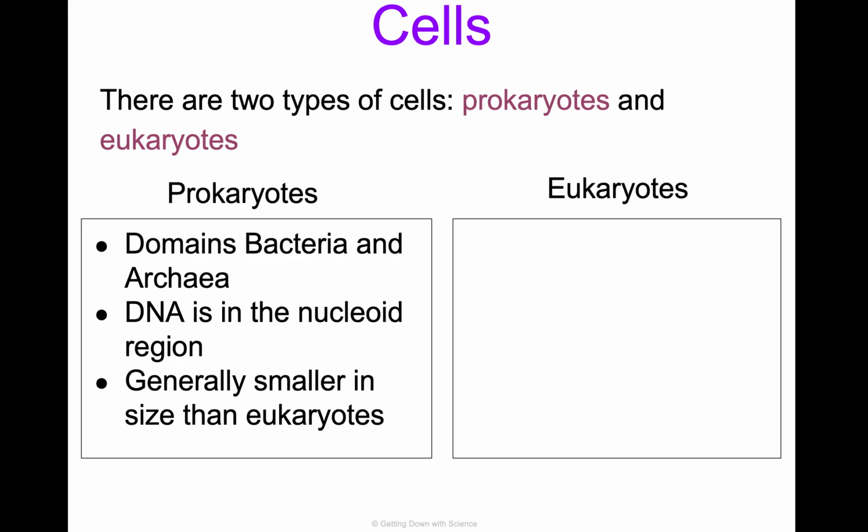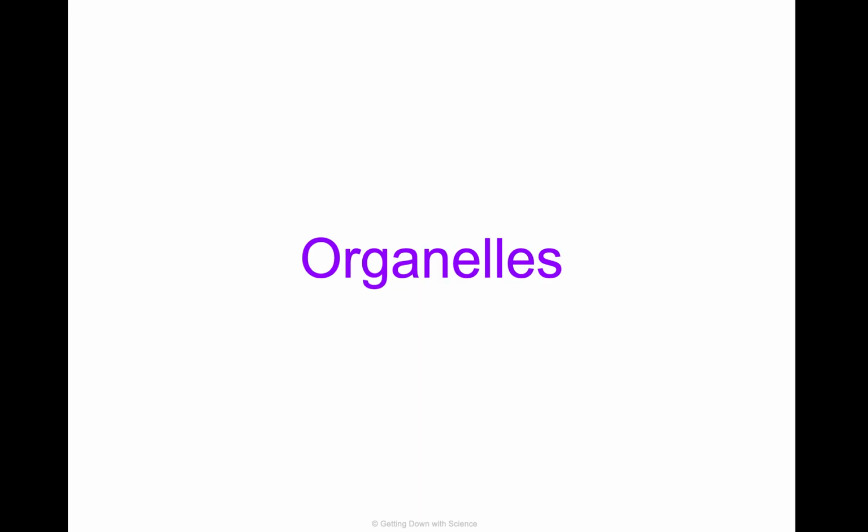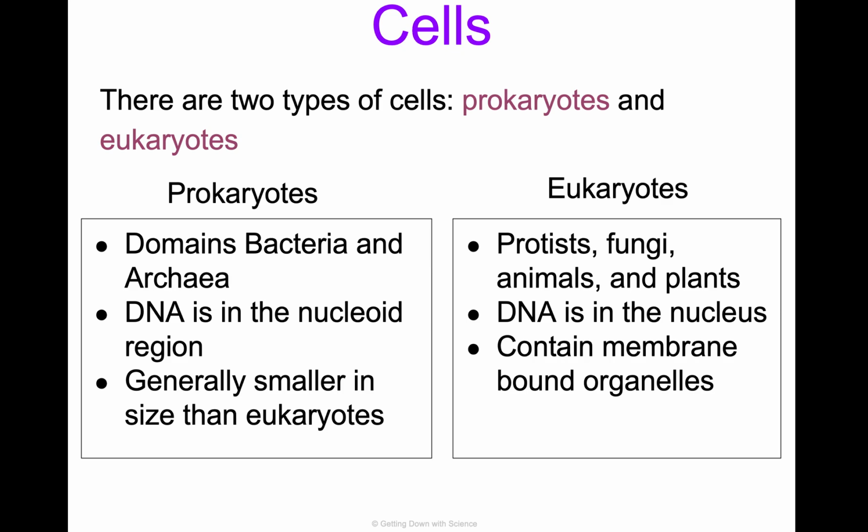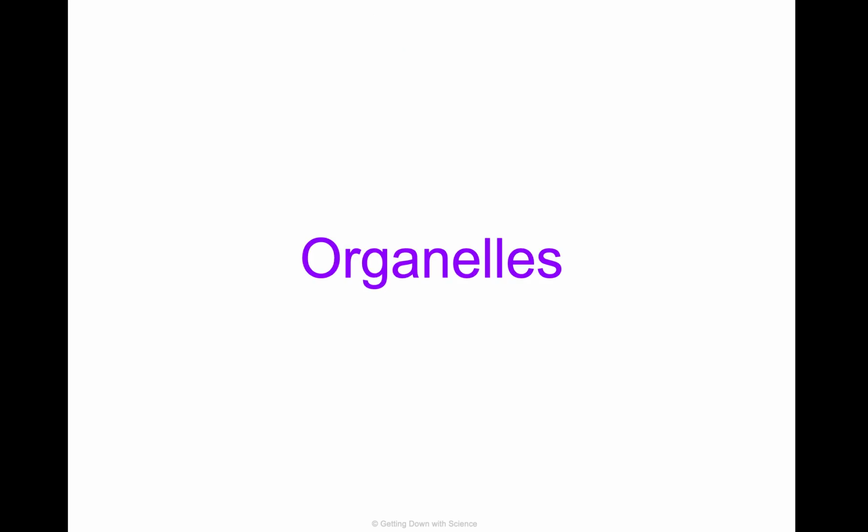Eukaryotes I like to think of because you are a eukaryote. So protists, fungi, animals, plants, all the things that in our minds we're thinking like, yeah, that's alive. You know, animals, plants, you're a eukaryote. In eukaryotic cells, DNA is in the nucleus, so it's bound by that membrane, and it contains other membrane-bound organelles as well. Everything else is kind of a water balloon inside of a water balloon. So let's get into these organelles.